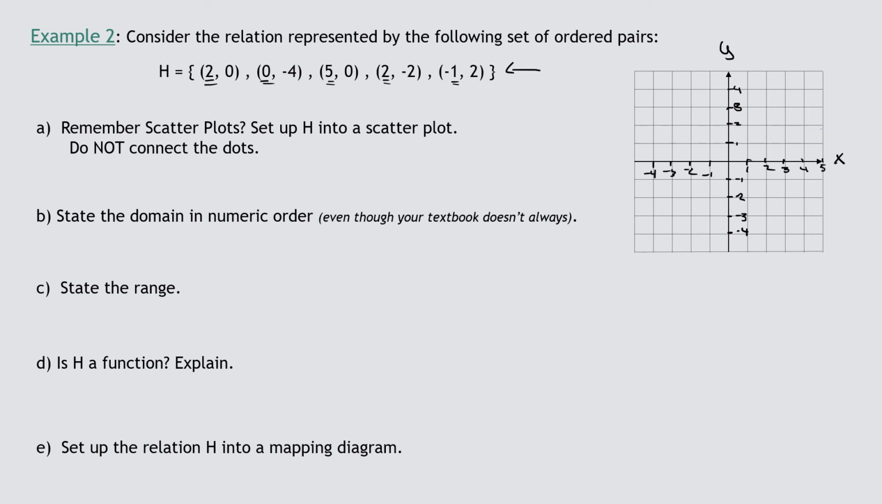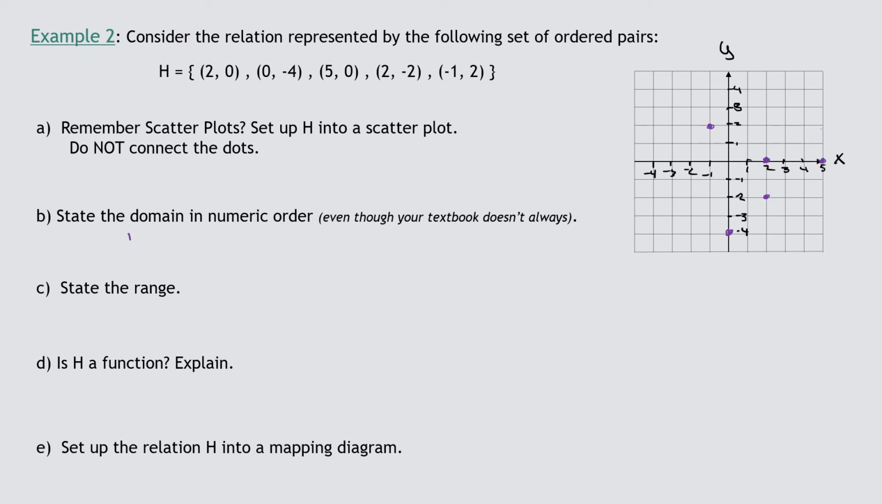Now, let's put all of our points on. You can press pause and do that. I'm going to press pause and do that. When you come back in 1 second, they will all be done. There's my purple dots. Part B says, state the domain in numeric order. Your textbook doesn't put it in order, but it's supposed to, low to high.